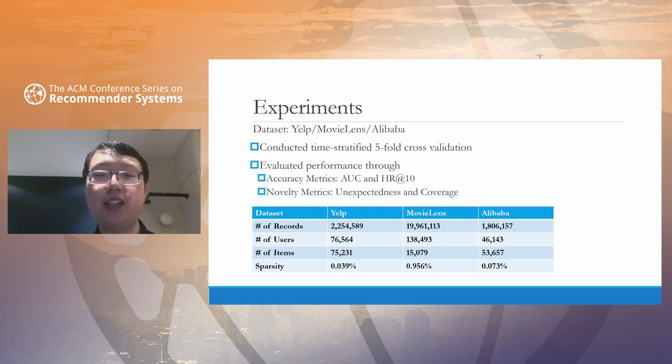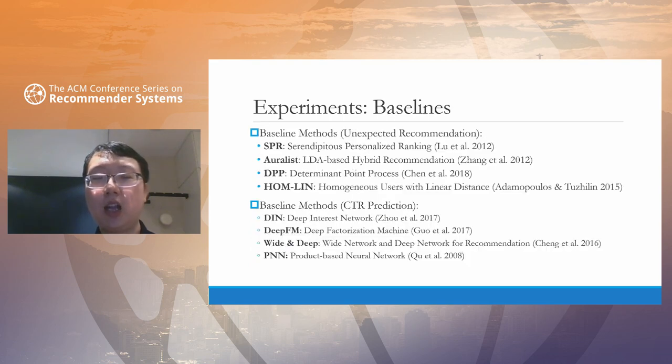So here's our experiments. We use three different data sets, Yelp, MovieLens, and the Alibaba data set, and we conduct time-stratified five-fold cross-validation. And we evaluate the performance using accuracy metrics, including AUC and hit rate, and also novelty metrics, including unexpectedness and coverage. We compare with two groups of baselines, which include the unexpected recommendation and also the classical click-through rate predictions.